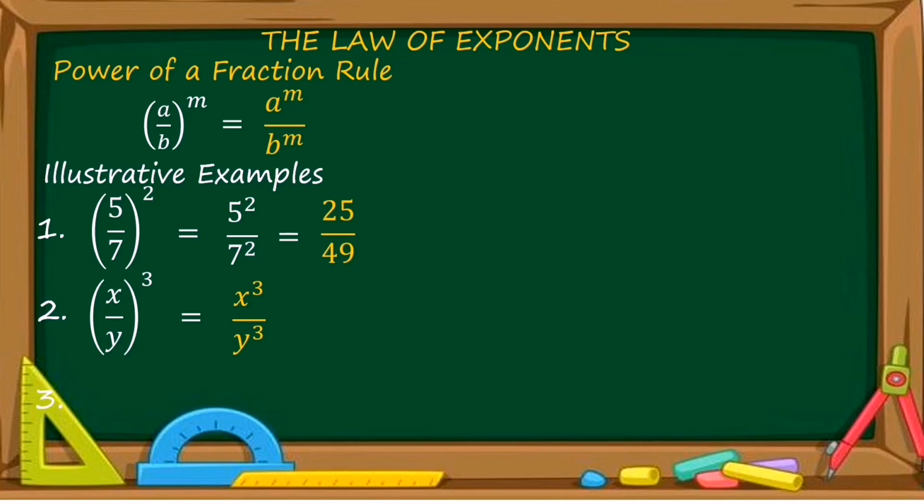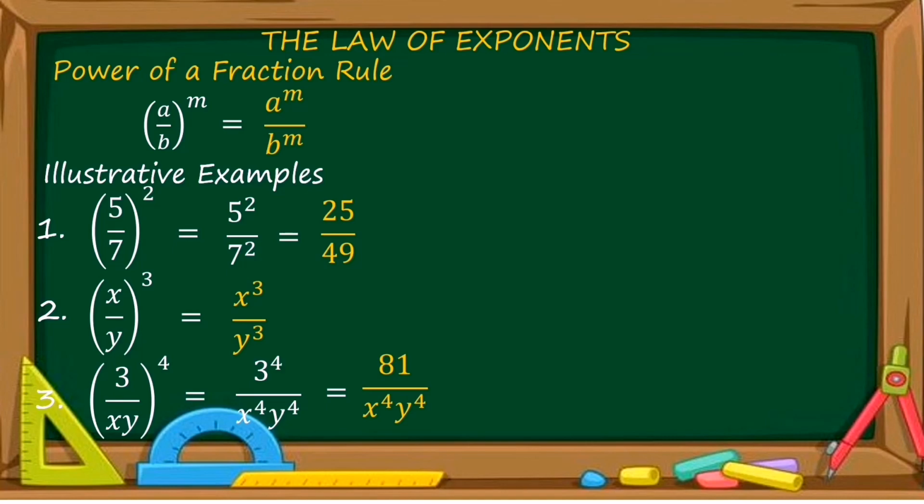Next, the quantity 3 over xy, raised to 4, is equal to 3 raised to 4 over x raised to 4, y raised to 4. The value of 3 raised to 4 is equal to 81, so the final answer is 81 over x raised to 4, y raised to 4.